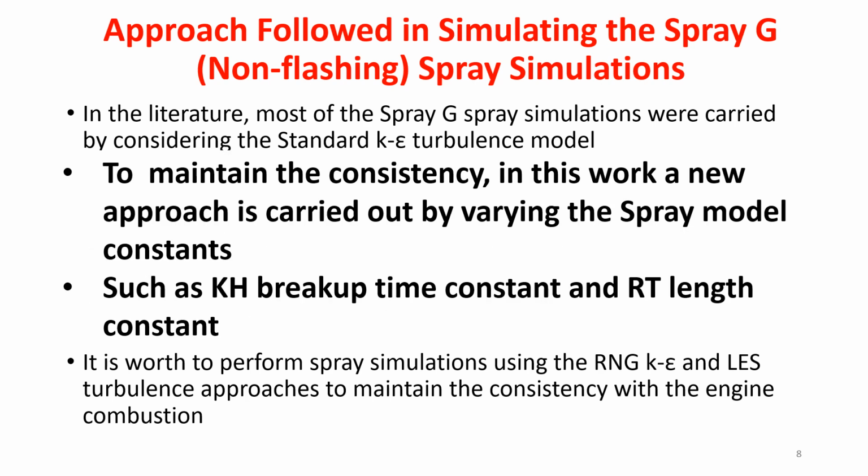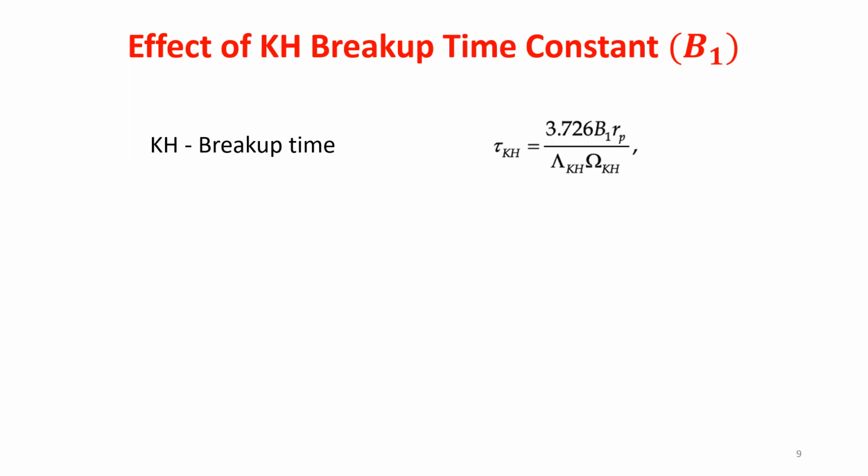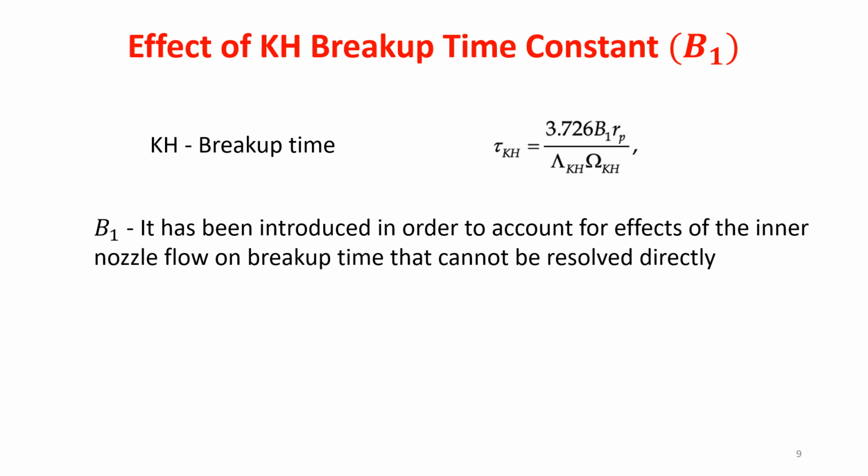To maintain the consistency in this work, a new approach is carried out by varying the spray model constants, such as the KH breakup time constant and the RT length constant. The KH breakup time is given as follows, in which sigma KH and omega KH are the wavelength and the fastest wavelength growth rate of the KH instabilities. RP is the parcel radius and B1 is the tunable constant.